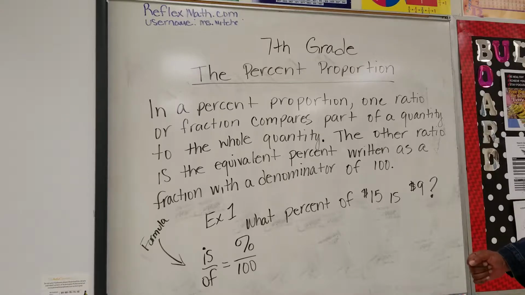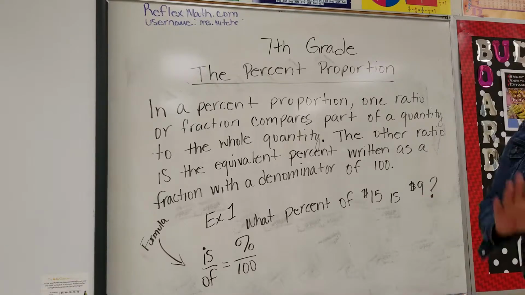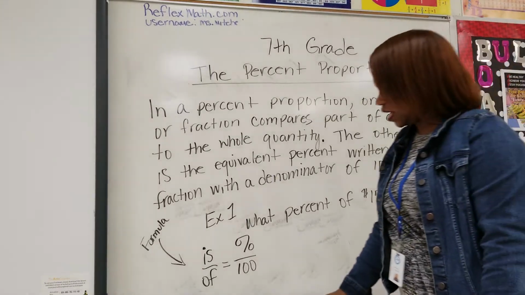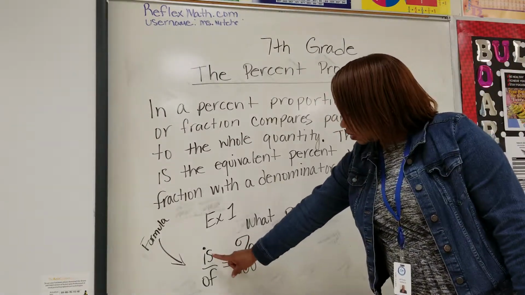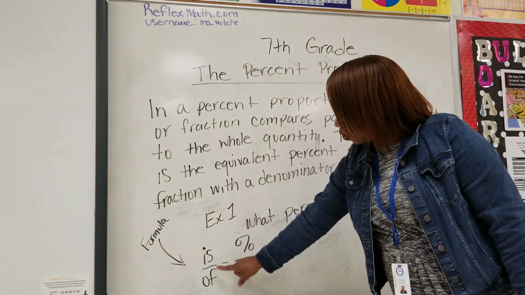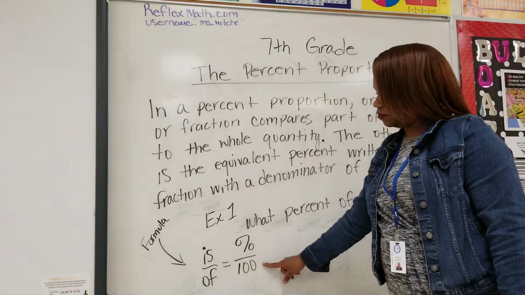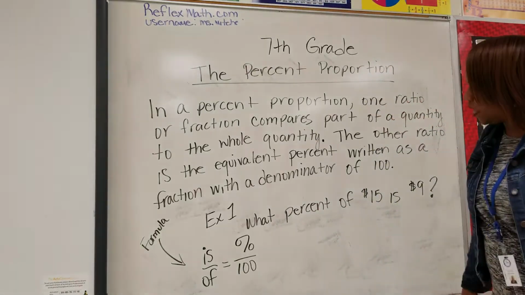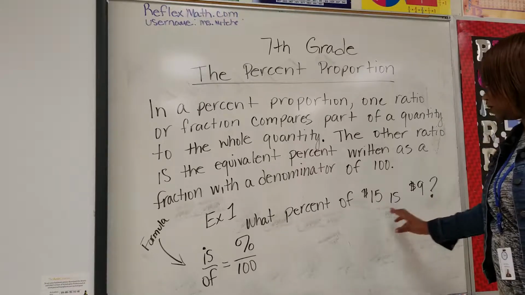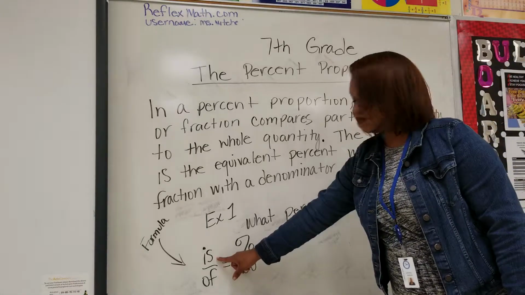So example number 1, it says, what percent of $15 is $9? The first thing I want you to do is write down this simple formula, and I tell you it will help you all the time. All right, so here, this ratio, the is over the of equals percent over 100, okay? Now, when you read this question, what percent of $15 is $9? You see the of and the is, okay?